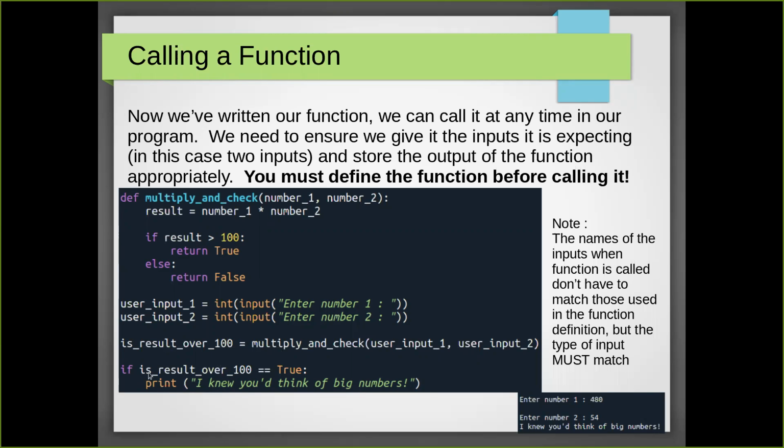And we can see that because if we use a conditional logic statement here and said if isResult over 100 is strictly true, then we can print, I knew you'd think of big numbers, or something like that.